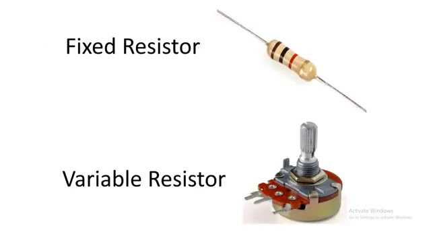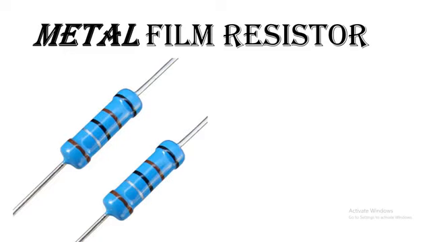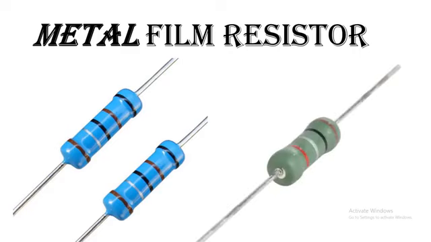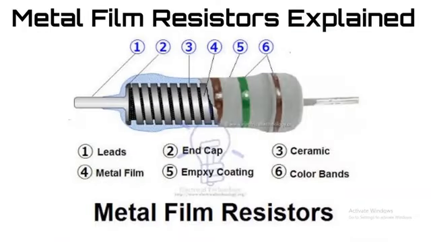The fixed resistor has more types. The first type is the metal film resistor. A metal film resistor looks like this. It's blue in color and also gray in color. This is the internal structure of the metal film resistor. It consists of two leads, an outer coating, and inside the ceramic glass. On the ceramic glass there's a metal film which is wound around the ceramic glass.